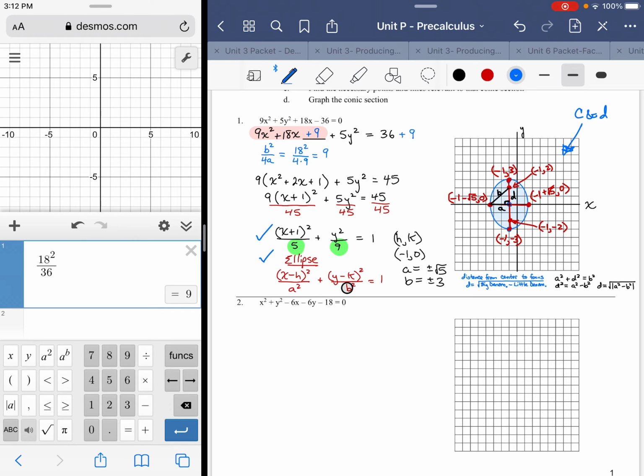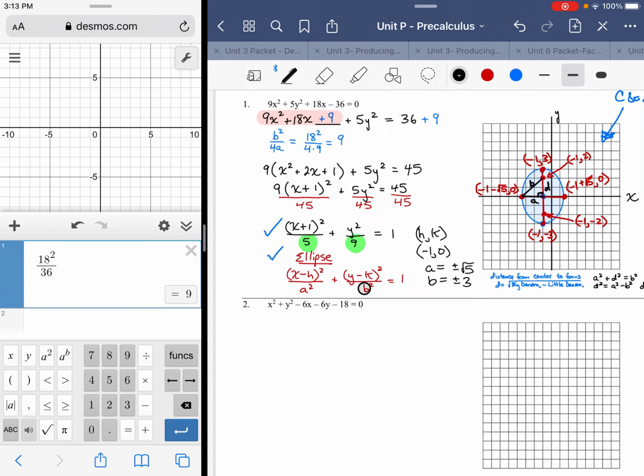So that's right into the fire, I guess. Now let's take a look at number 2, which you'll see is a lot easier, but not because of anything other than the coefficients are simpler. We're looking at 9x squared plus 5y squared in number 1. Here we're just looking at x squared plus y squared. It's going to be a whole lot simpler just based off of that information.